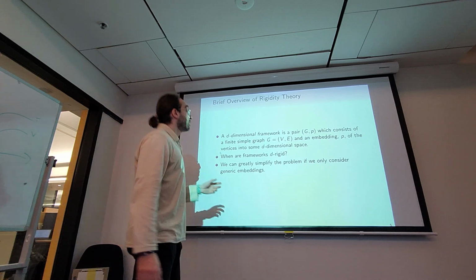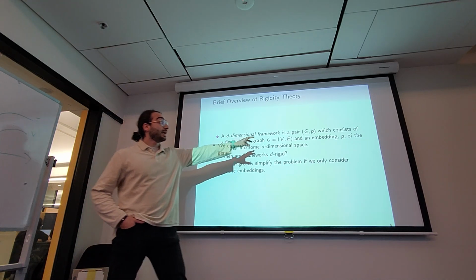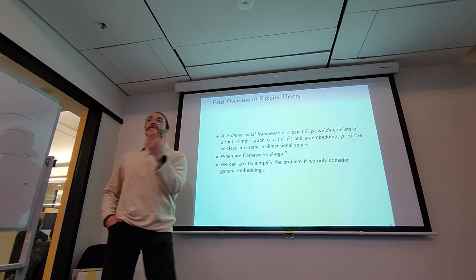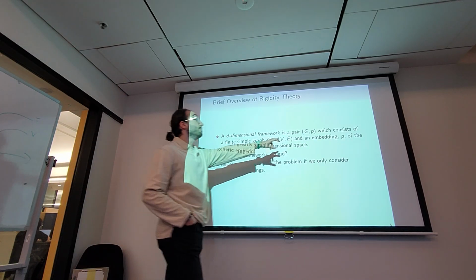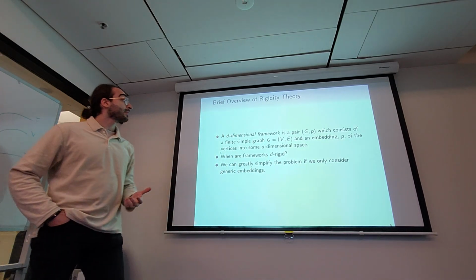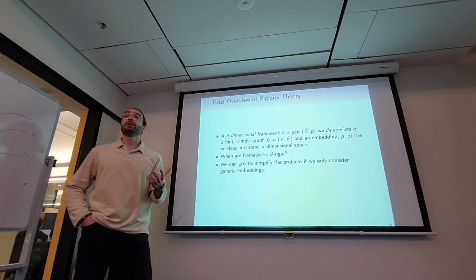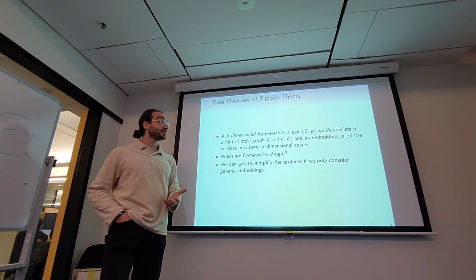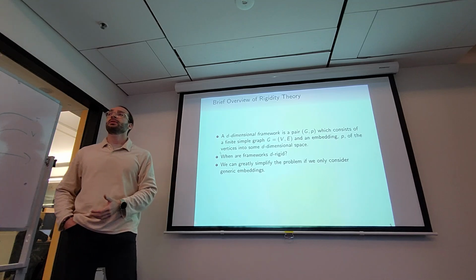Now for rigidity, what we're going to look at is a D-dimensional framework. That is a pair G and P. G is our graph. P is the embedding of the vertices of the graph into some metric space. The metric space is D-dimensional, usually Euclidean space. And we ask when our framework is D-rigid.